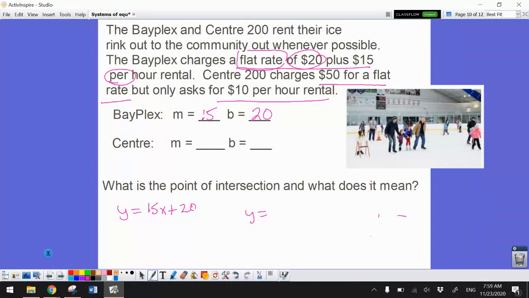Okay, what's the second equation? Well, I see they charge $50 for a flat rate, so there's my B, but only $10 per hour for their ice rink. So there's my equation. Let's take a look at our graph and figure out what the intersection means.